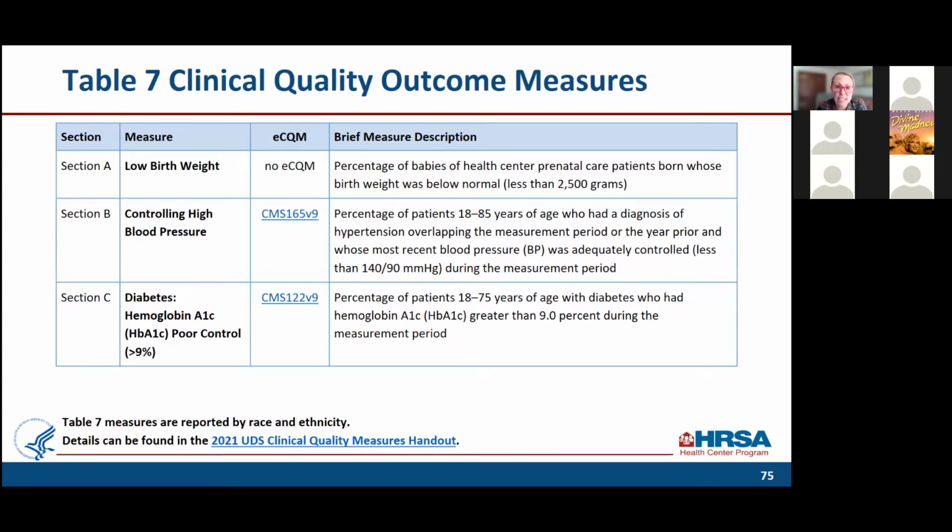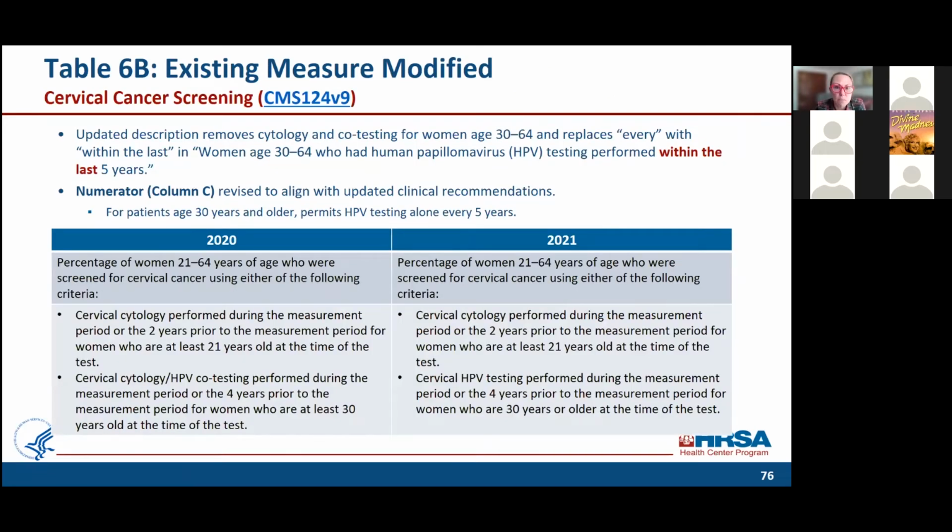There is a handout that is available on this, and you can check that out. Let's move on a little bit further here, and then we'll take a pause. And so let's look at the two measures with those substantive changes that I mentioned.